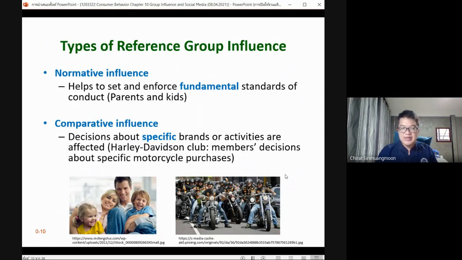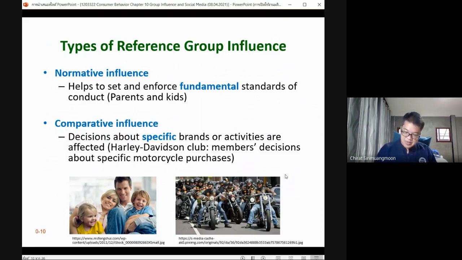Then we can have the other one, comparative influence. Comparative influence happens when your decisions about your specific brands or activity are affected by the group of people who share the same interest, who share the same liking. So in this case, when you want to buy a new motorcycle, you might ask some people who are in the fan page or in the specific group.